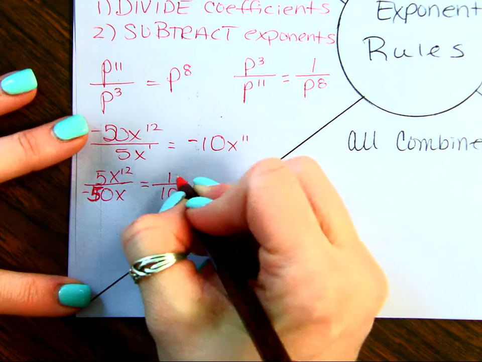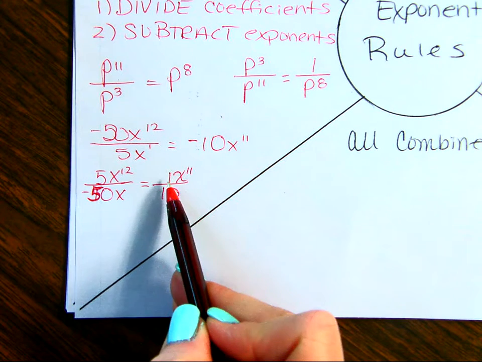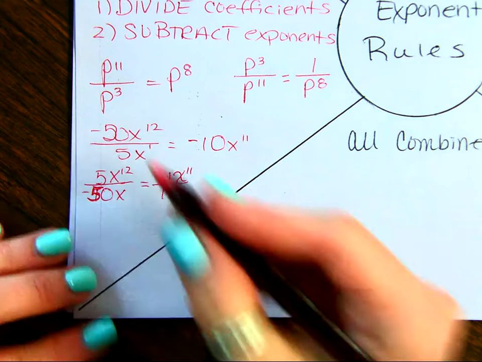Okay? And then this is still going to stay up there. And the 1 isn't necessary because the x to the 11th is there. You have to have something there. Okay?